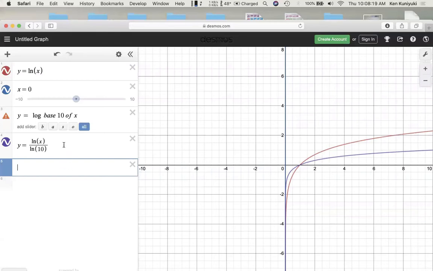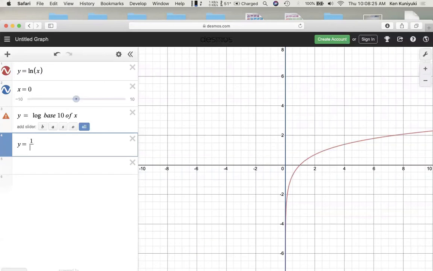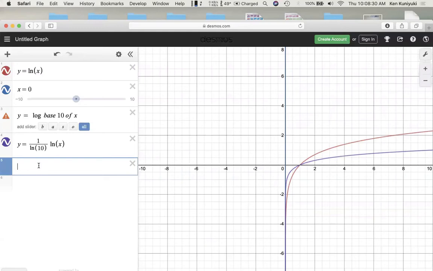And why is that? Well, this can be rewritten as y equals 1 over ln of 10 times ln of x. This constant multiplier, 1 over ln of 10, is about 0.4. Not 1.4, 0.4, which leads to a vertical shrink because this multiplier is strictly between 0 and 1. It's about 0.4. So that leads to a vertical shrinking of the red graph to the purple graph. Y is about 0.4 times ln of x.